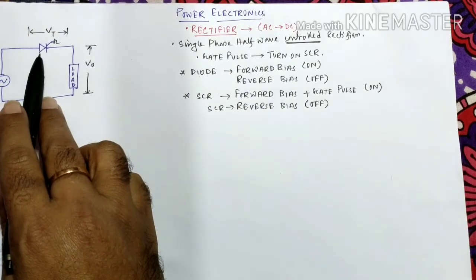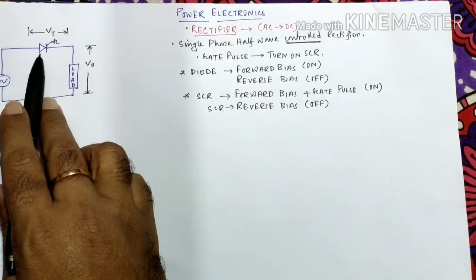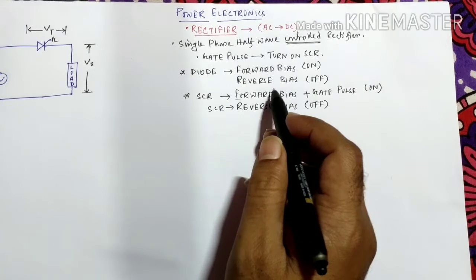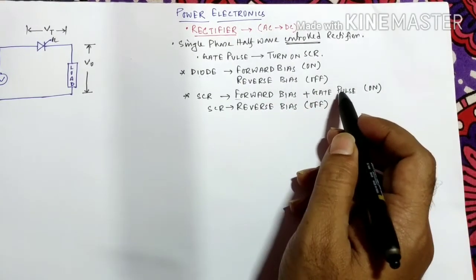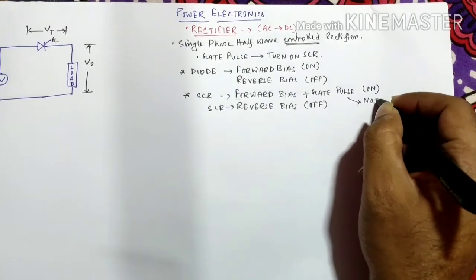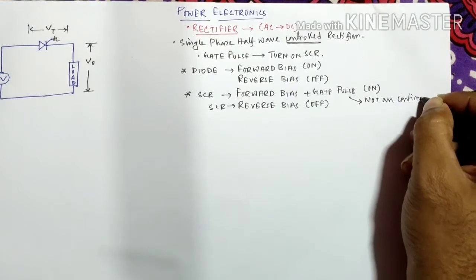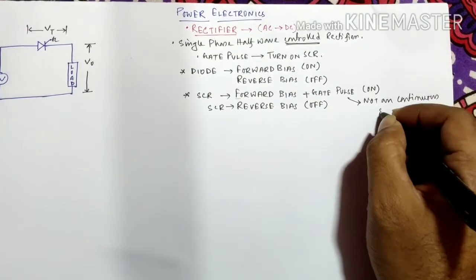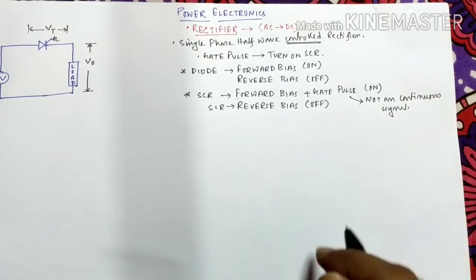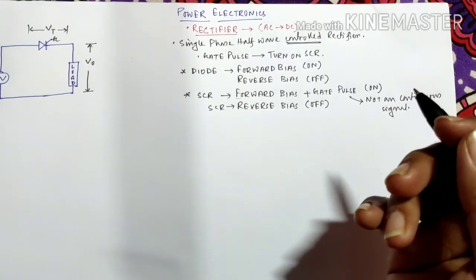To turn on this SCR, we need to satisfy two different conditions. First condition is we need to provide forward biasing. Then we need to provide a gate pulse. Remember, it's a pulse. It is not a continuous signal. We are talking about a pulse. Only a single pulse is enough to turn on SCR.